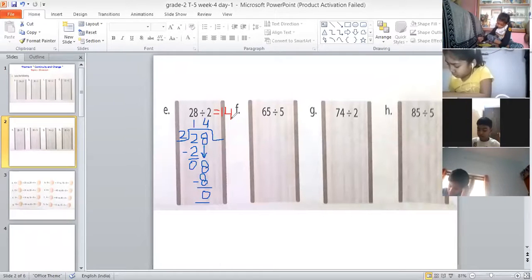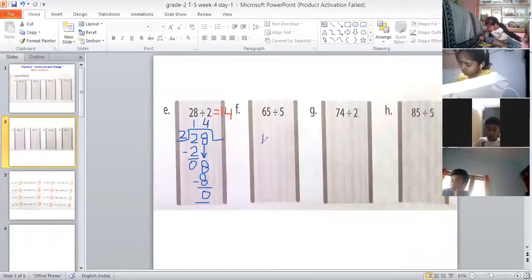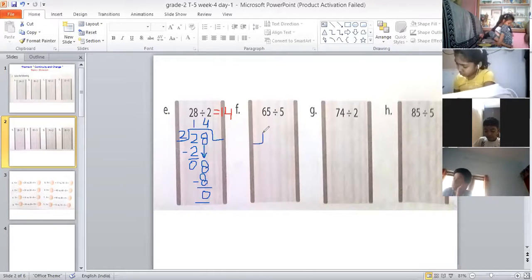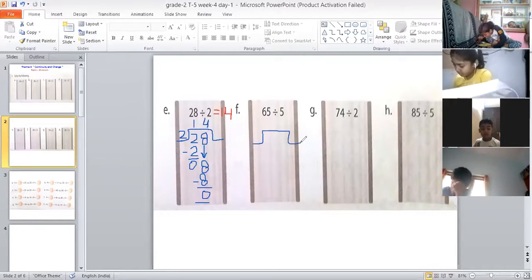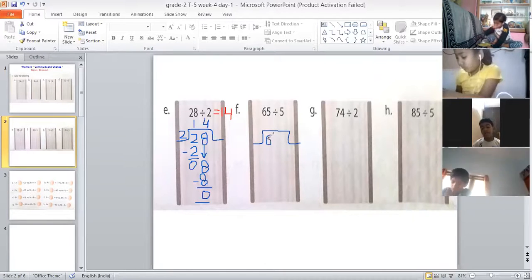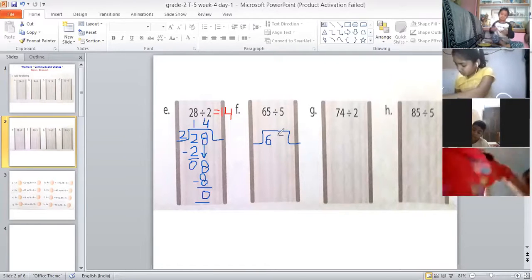Supratik, please read the next question. 65 in the inside, 5 in the outside. First, tell me what is the question? 65 you will divide by 5. Very good. So 65 we will write inside as you said, and we will write 5 outside.